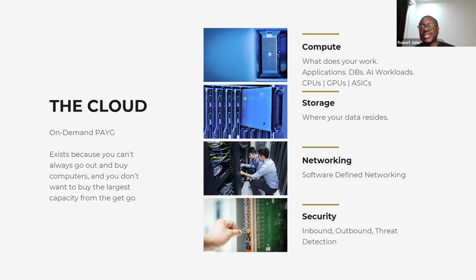Now, if you have your own private cloud and someone needs resources and they're not available immediately, you'll have to tell them, hey, you just need to wait a few days. These guys will be done with what they're working on, and then we'll have capacity to allocate to you. Okay, so that's the cloud.